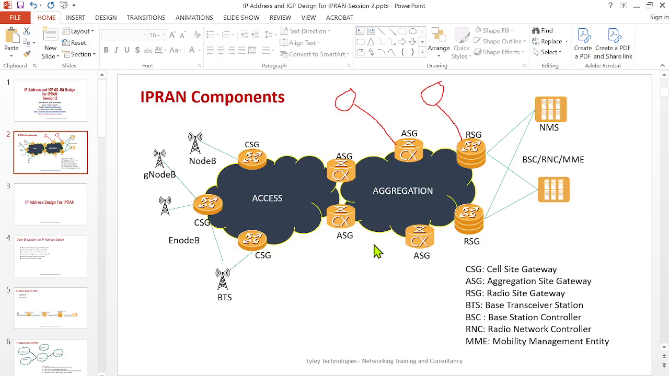Different vendors will give these devices different names. Like Huawei, they call it the RSG, the ASG. Different vendors will come up with different names, but those are just semantics. So they could be the same device, just playing the same role, but given different names by different vendors or providers.